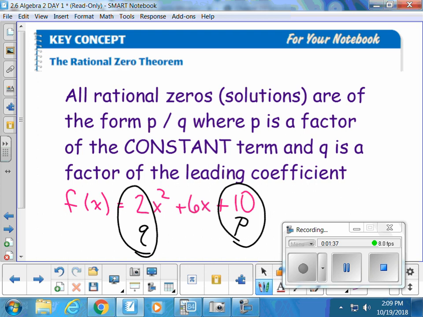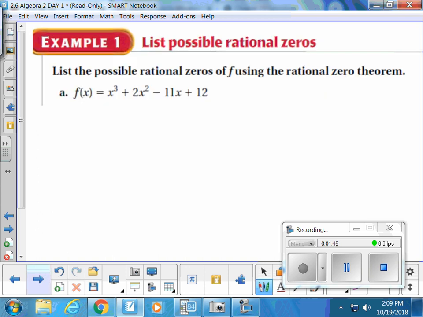Okay, so it's backwards from what you think. Most people would think this is P, this is Q. It's backwards. You start with P and then you do Q. Let's try one. The prompt on these is list the possible rational zeros, solutions of this function. So here's my equation. Is it a cubic, quartic, or quadratic? Just for fun. Cubic. Cubics have 3 solutions. That's something to kind of realize today with what we're doing.